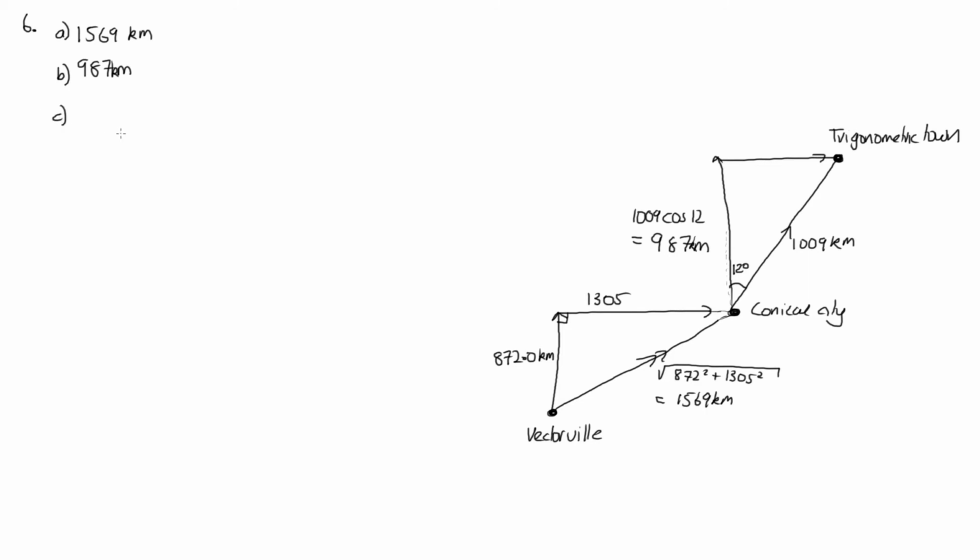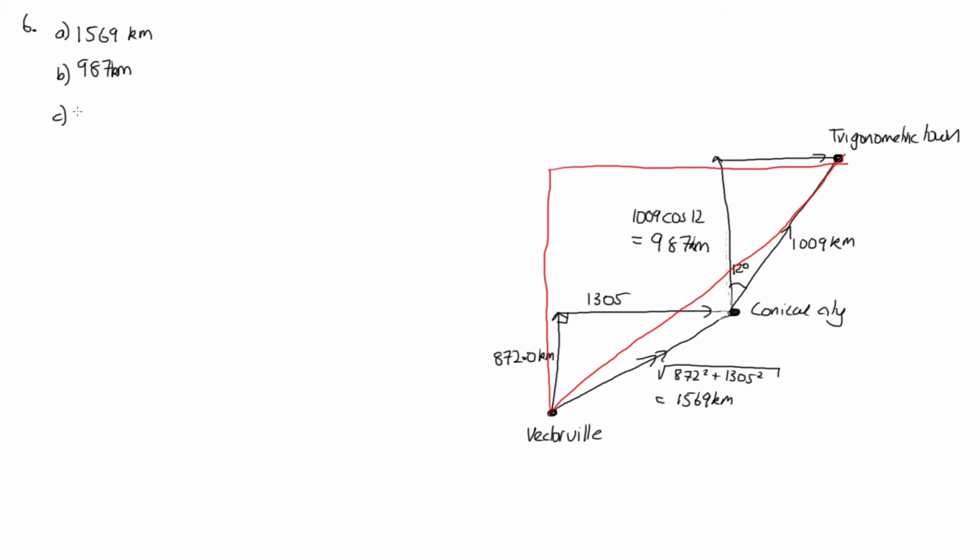Part C then says, what is the distance between Vectorville and Trigonometric Town? So what we want to do now is find out, if we drew a vector straight from there to there, what's the length of this line here? Now, the easiest way to do this is to consider the northerly component and the easterly component, and we'll work out what this total length is and what this total length is, and then we can just use trigonometry to get this total length here.